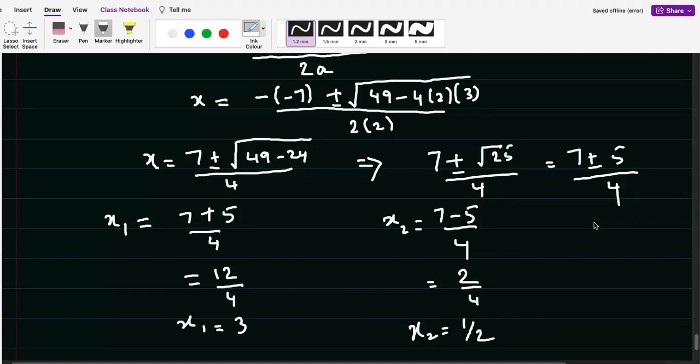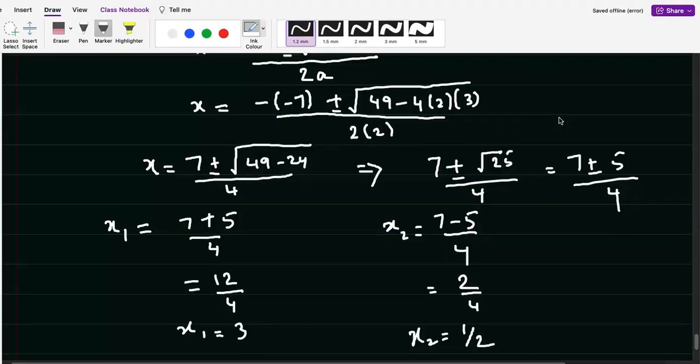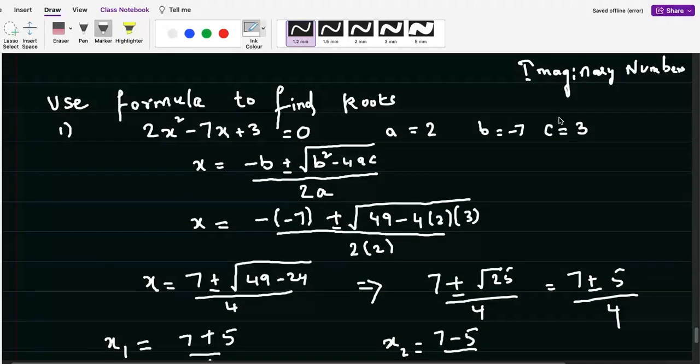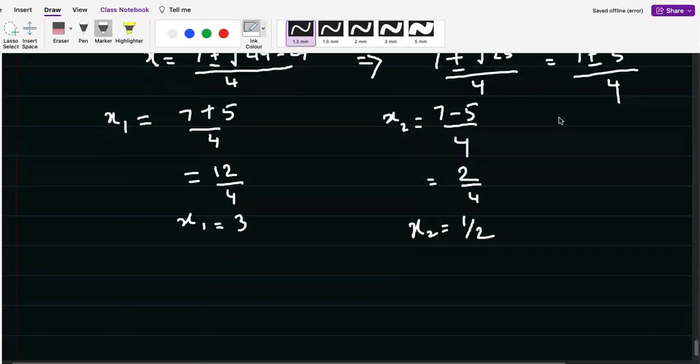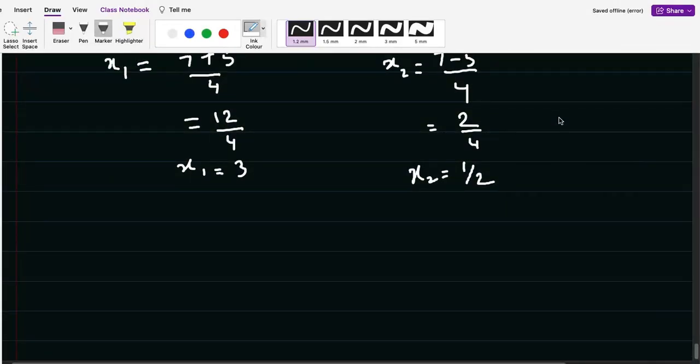So that's it. This is the formula we use whenever we are unable to find any factors using the factorization method. If we are not getting roots, then this is the best way to find the roots. Got it? Good. So now moving on, shall we do one more problem on this? Okay, let's do it.